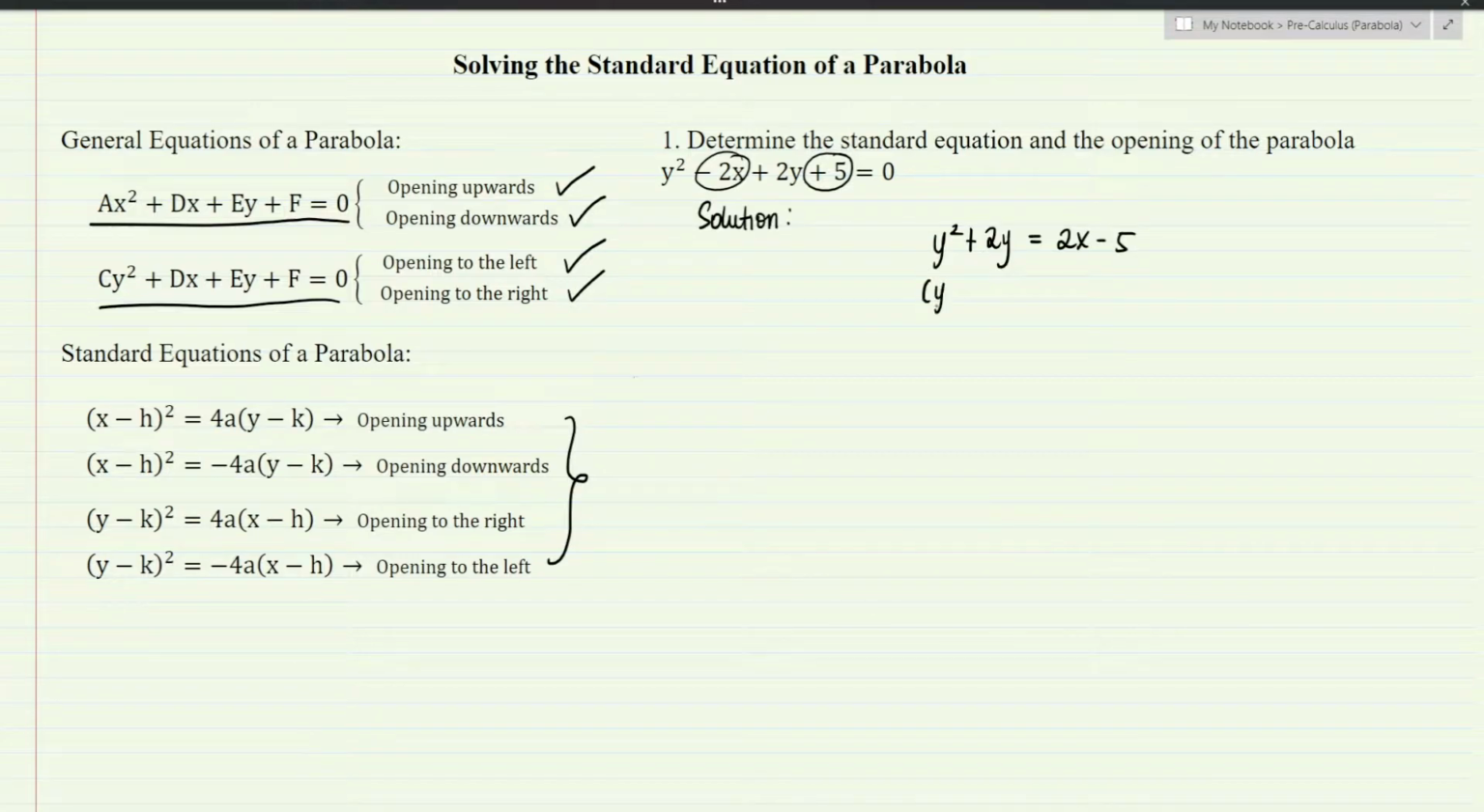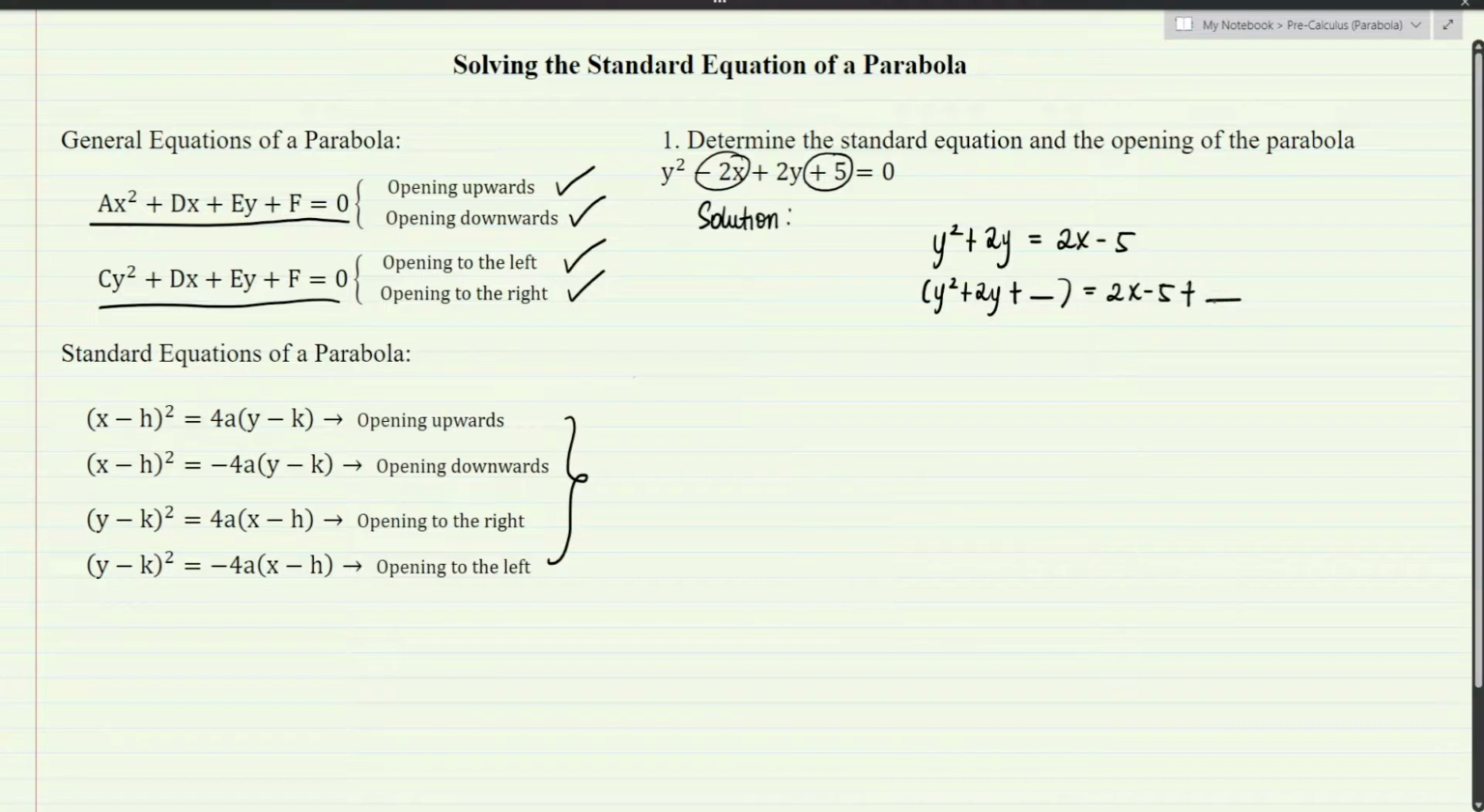So I would have here y squared plus 2y plus the constant equals 2x minus 5 plus the constant. Now to determine the constant, we just use the coefficient of the middle term, that is 2, divide it by 2, then square its answer. So that would be equal to 1. So I will place here 1 as well as 1 on this right side of the equation.